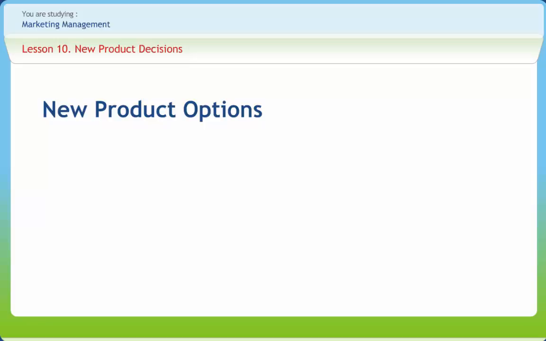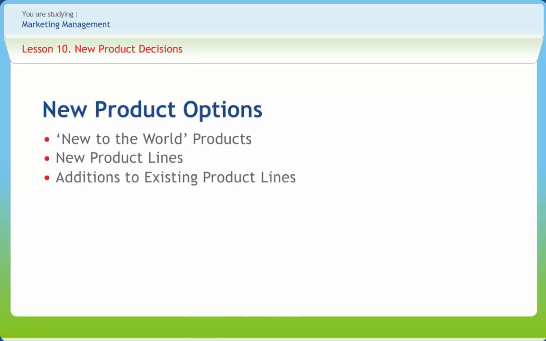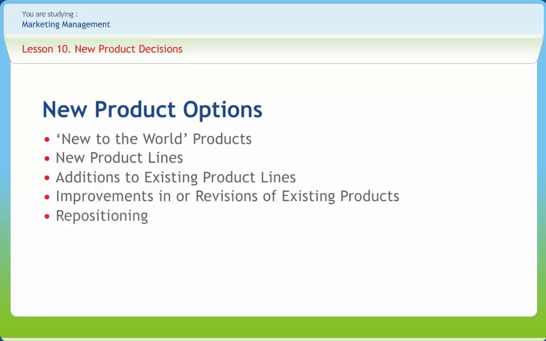The study identified 6 new product categories based on their degree of newness as perceived by both the company and the customers in the target market: new to the world products, new product lines, additions to existing product lines, improvements in or revision of existing products, repositioning, and cost reductions.